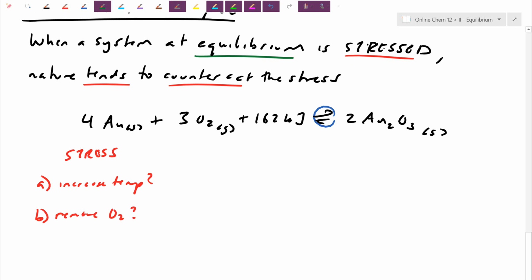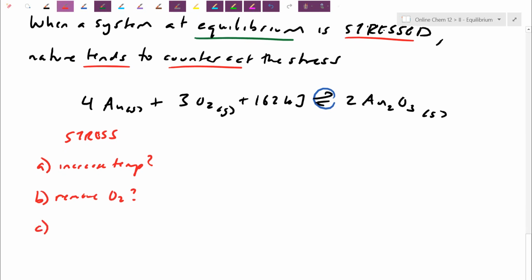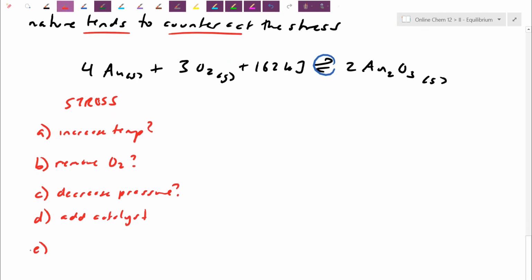What happens to it? Part C, I want to increase, actually let's do decrease, decrease the pressure. Part D, I want to add a catalyst. They can ask this in many different questions. Just for simplicity, I'm asking all at once. A tricky one here: what if I add Au2O3, and the hint there is solid? So in this case, that's how I'm poking at the system.